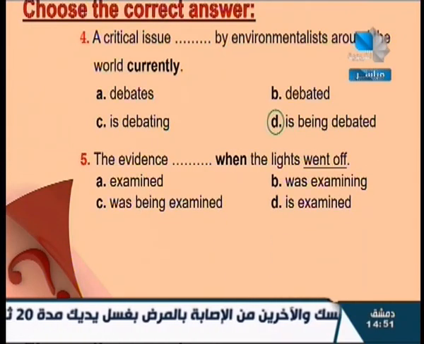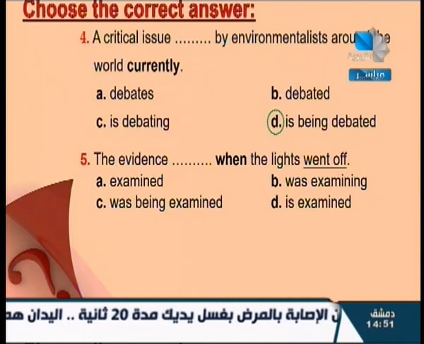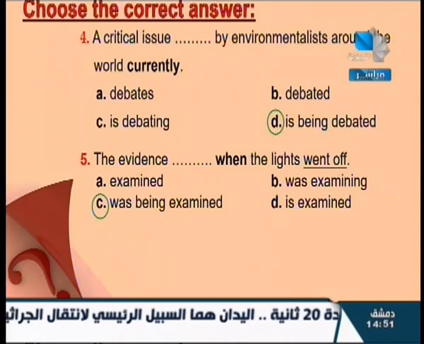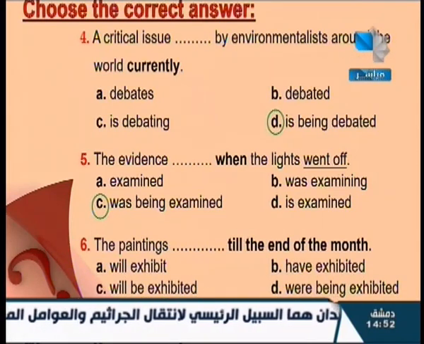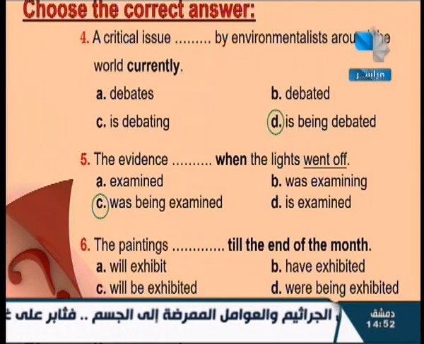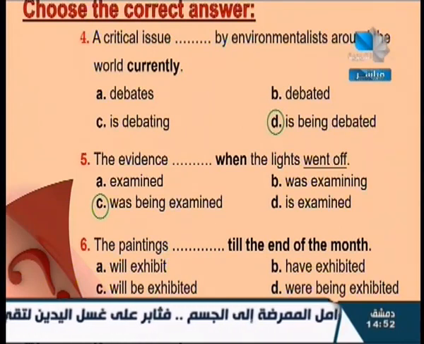Number 5, the evidence when the lights went off. Examined, was examining, was being examined, was examined. Here the correct answer is C. We have two actions interrupted by each other. Thank you.